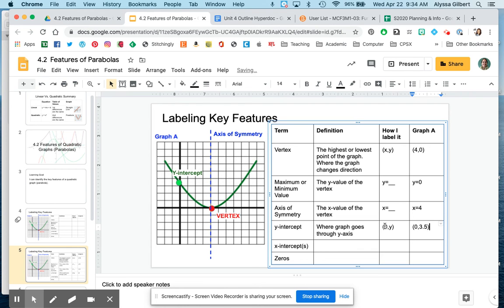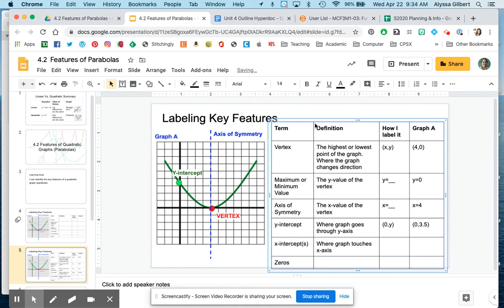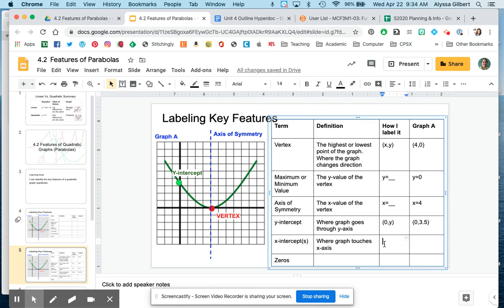3.5 in this case. X-intercept, well, that's where the graph touches the x-axis. And those are going to be in the form x comma 0, because remember, the y value along the x-axis is 0. Now this touches the x-axis at the vertex. So 1, 2, 3, 4. So it's going to be 4 and 0.